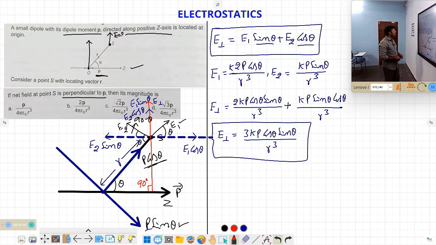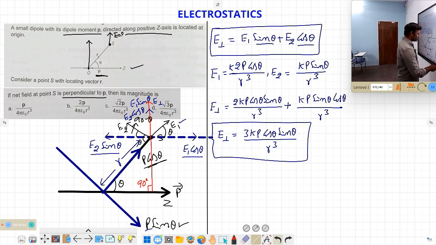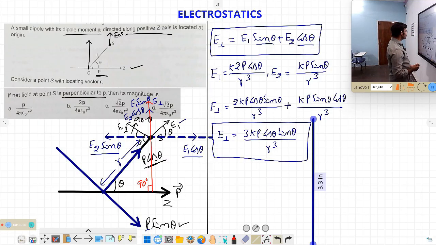How to find the theta value? If the net electric field at S is perpendicular to P, then its magnitude is... You need to understand this consideration along the x-axis. Along the x-axis, E1 cos theta and E2 sin theta are both opposite. Take this concept because it may be useful to find the values. Both are opposite, which means the net field along x will be 0.